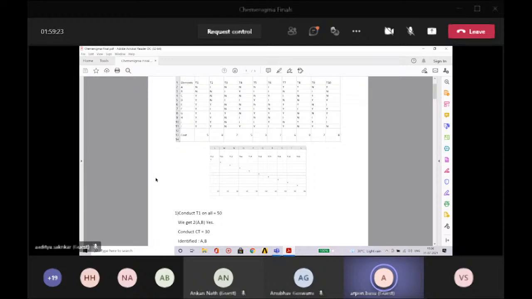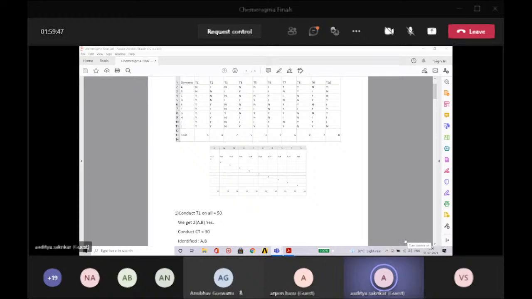So we got 20 for the CTs. So here it is written. It's 30 because if we perform the CT of A and if the first element is B, then it will give a false. It will give a no. So we will have to perform it on the second element, which gives a yes.